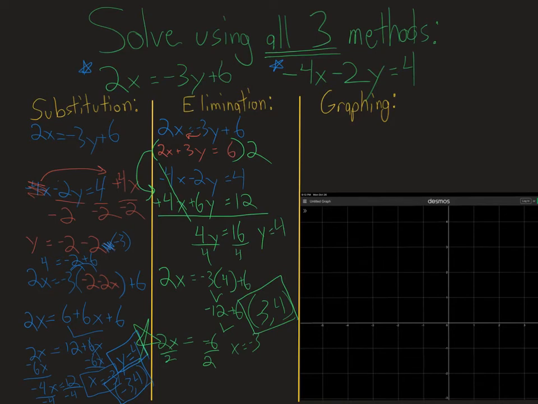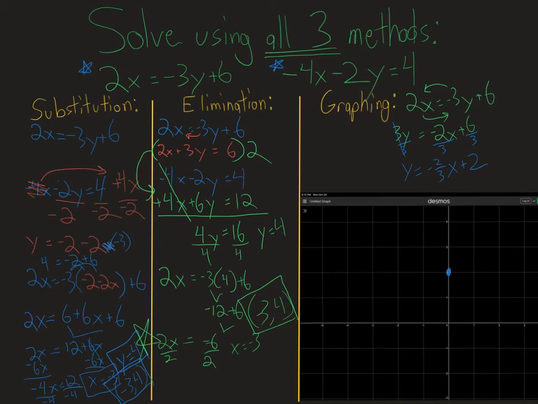Graphing. So that first equation, let's rewrite it. We'll move that negative 3y over and make it a positive 3y on the left. I'll move that 2x to the other side and make it negative 2x on the right. And let's get rid of that 3 to get it solved for y. So now we have y equals negative 2/3 x plus 2. And let's go ahead and graph that guy.